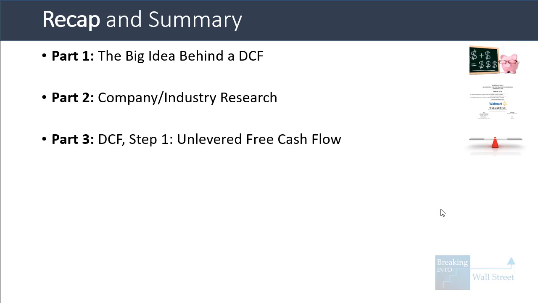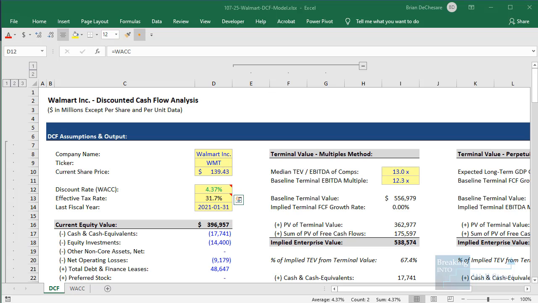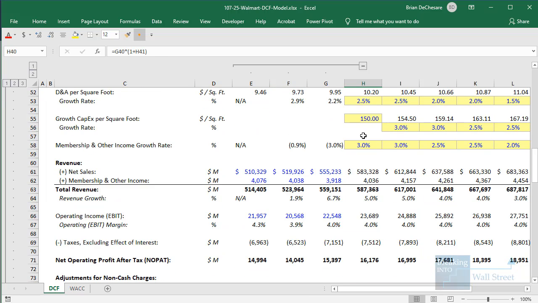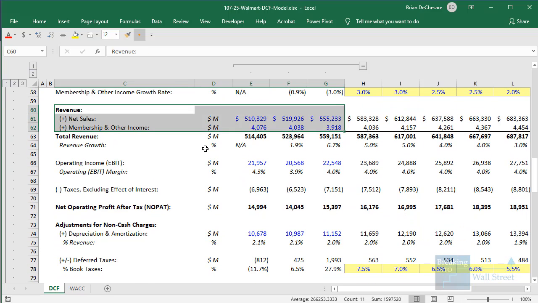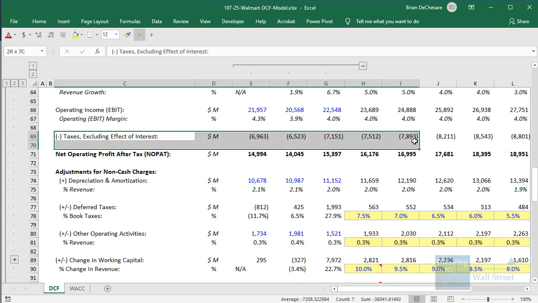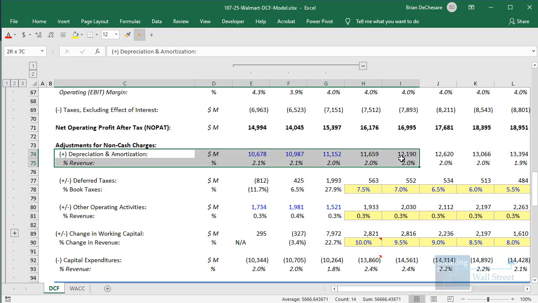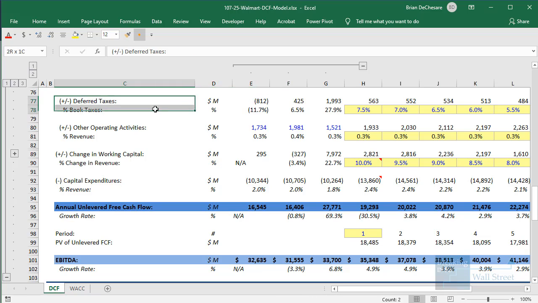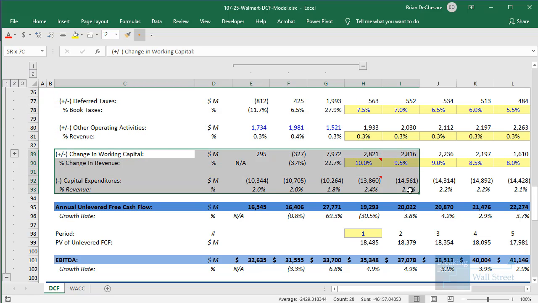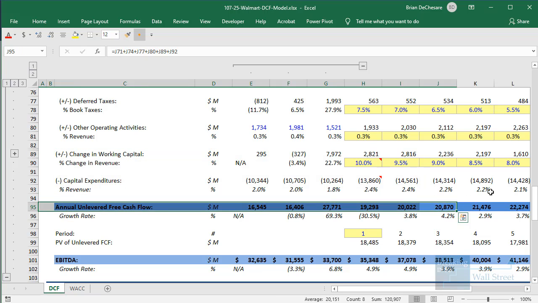Unlevered free cash flow, as you saw in this analysis, is defined as the company's recurring cash flow from its core business operations, ignoring the company's capital structure. So here, we took revenue, we subtracted operating expenses and COGS to get to operating income, subtracted taxes to get to NOPAT, or net operating profit after tax, and then we added back depreciation and amortization. We adjusted for deferred taxes, other operating activities, the change in working capital, and capital expenditures, and that got us to the unlevered free cash flow.